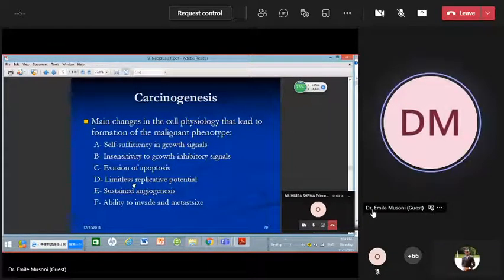found in carcinogenesis. As a summary: self-sufficiency in growth signals, insensitivity to growth inhibition, evasion of apoptosis, limitless replicative potential through the telomeres, formation of new blood vessels, and ability to invade and metastasize.